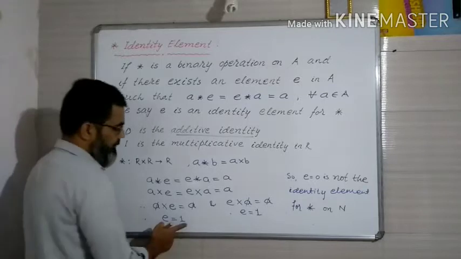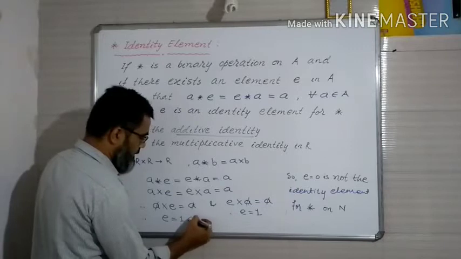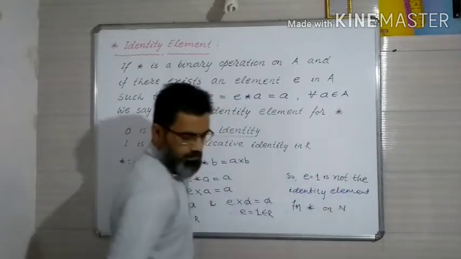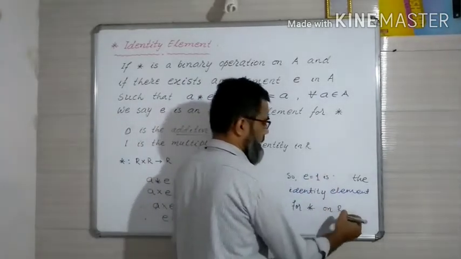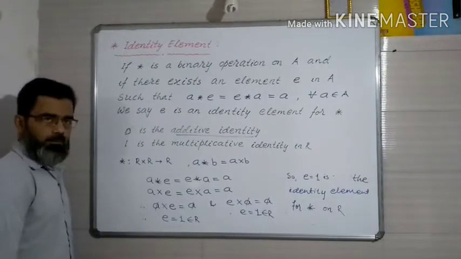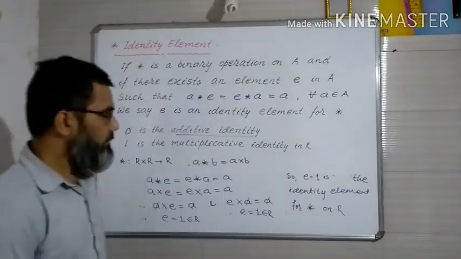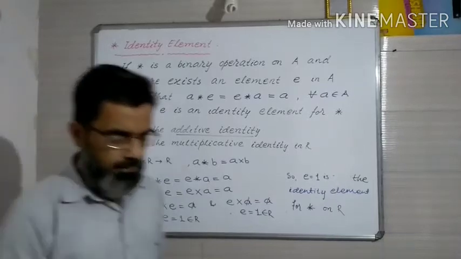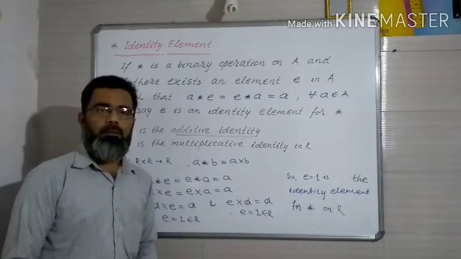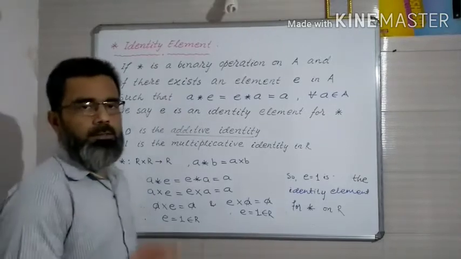Now let us check whether 1 belongs to R or not. Yes, it definitely does. So 1 belongs to R. So E equal to 1 is right. So this is the multiplicative identity in R. We showed it by using binary operations, right? So now let us take another example. These are the simplest examples. Now I will take one more example to clear this concept.